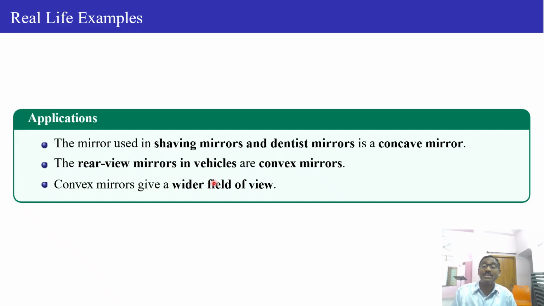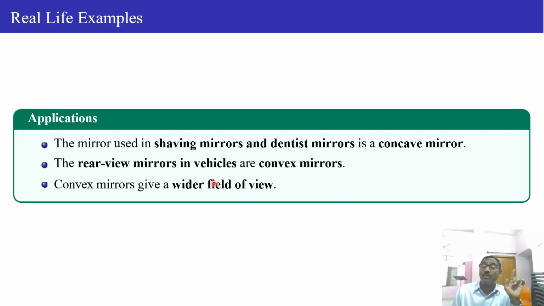Next, rear view mirrors in vehicles. Rear view mirrors in vehicles are convex mirrors. Side mirrors you will have in vehicles, those are rear view mirrors. So what are the applications here? For vehicles, as a rear view mirror, we use a convex mirror.